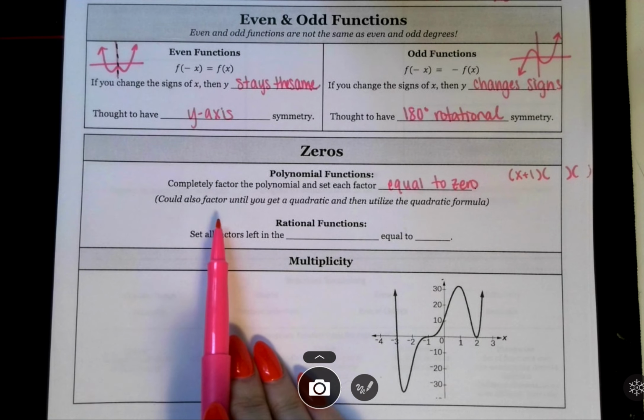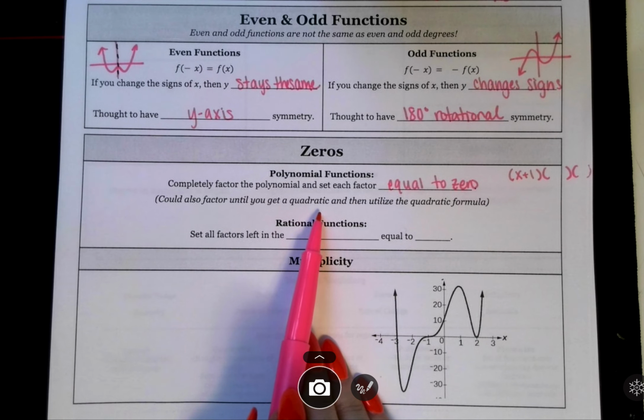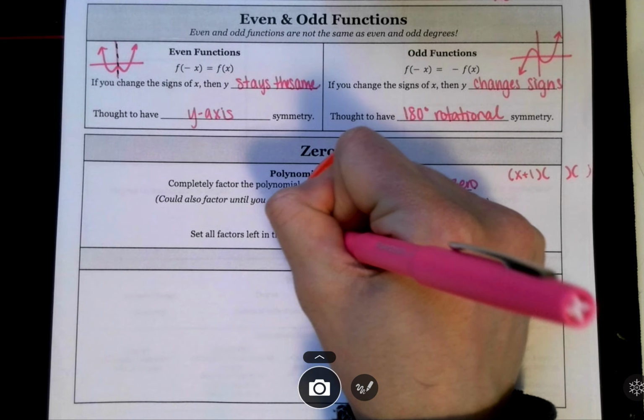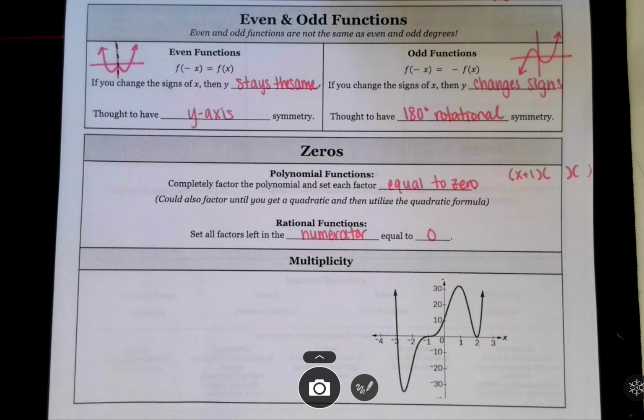You could also factor until you get a quadratic. The quadratic itself might not be factorable, but then you can utilize the quadratic formula to find those remaining solutions. For rational functions, we want to set all the factors that are left over in the numerator equal to 0, and that will give us our zeros or our solutions or our x-intercepts.